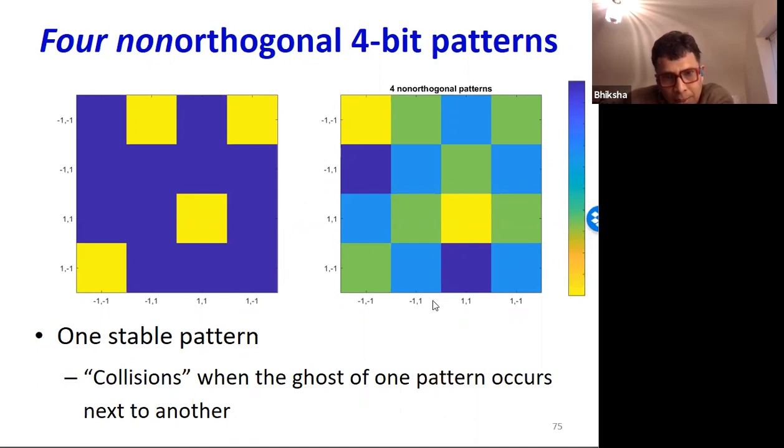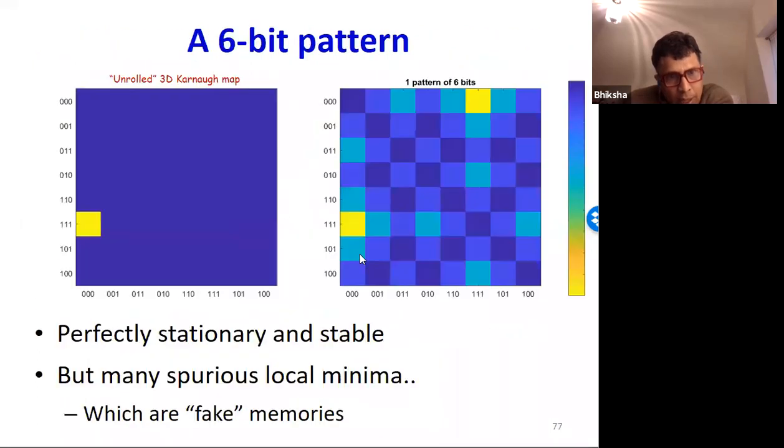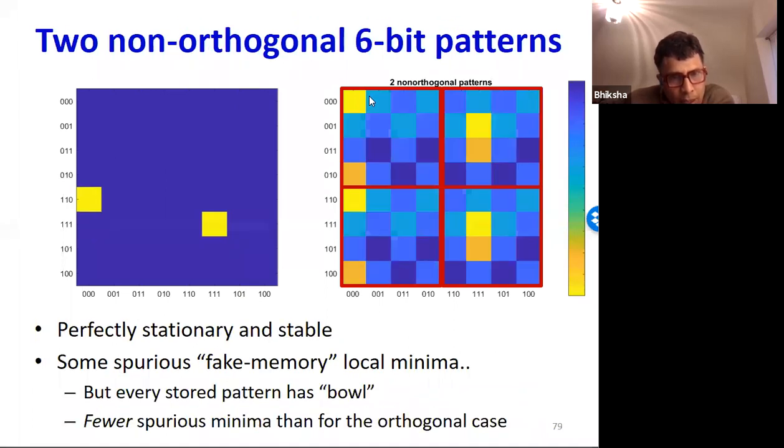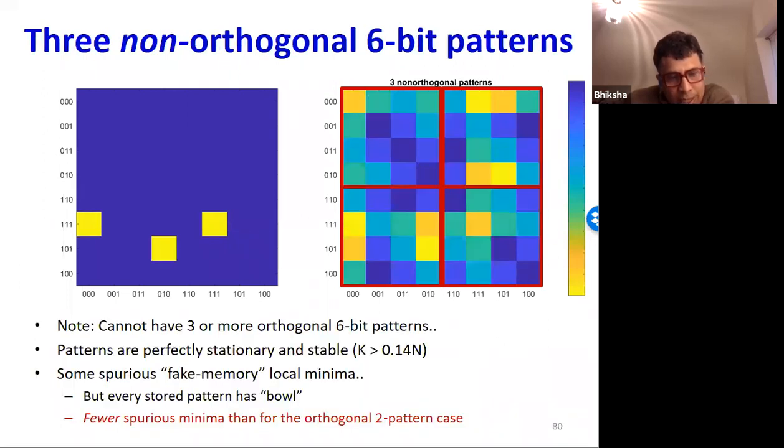Let's look at this guy here, right? This is not a good one. These are 6-bit patterns. So I'm drawing a 6-bit Karnaugh map. And you can see that if I try to store one pattern, I'm able to store it. If I'm trying to store two patterns, these end up becoming kind of local minima again. If I want to store more than two patterns, then you get some very strange behaviors. And the strange behaviors are these.